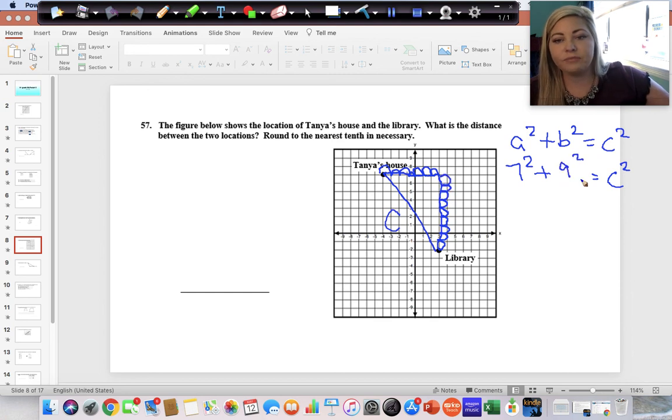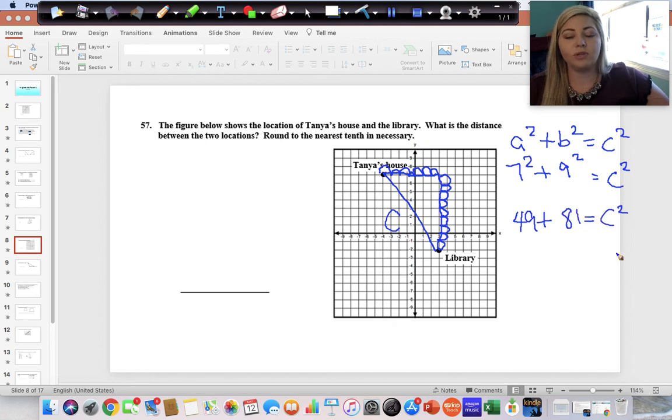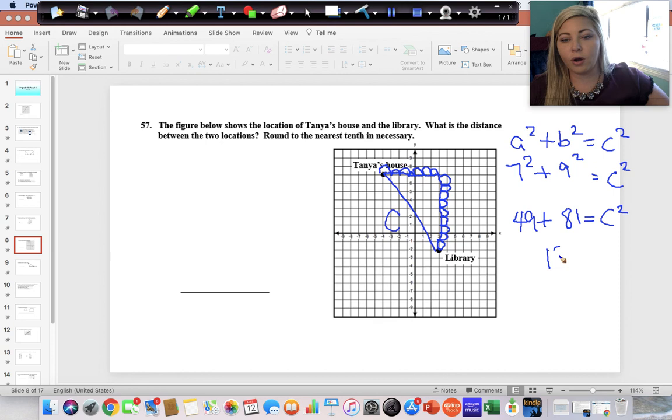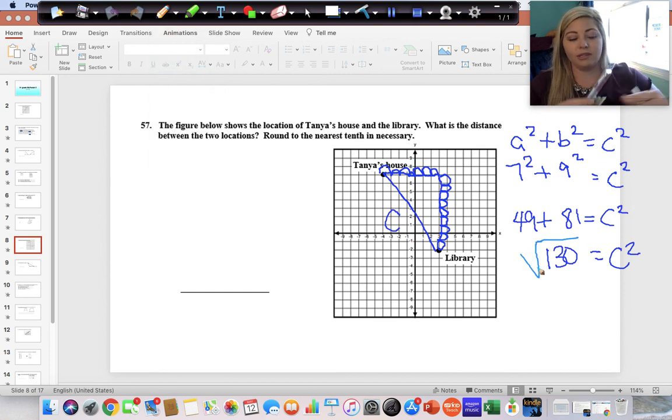So 9 squared. So 7 squared is 7 times 7, which is 49. 9 squared is 9 times 9, which is 81. And that is all equal to c squared. So we can do 49 plus 81, and we get 130. And remember, 130 is equal to c squared. We want just c. So in order to find just c, we need to find the square root of this number.